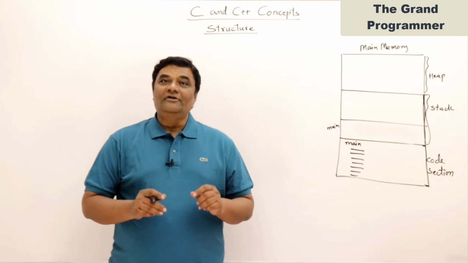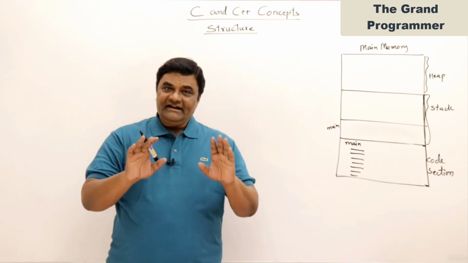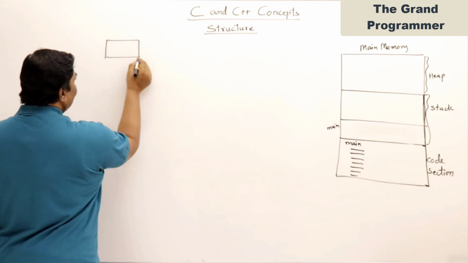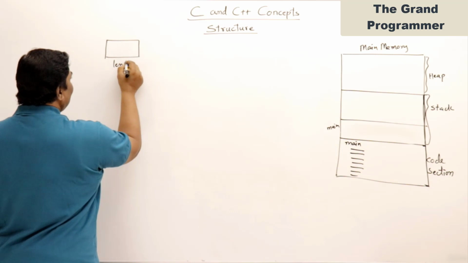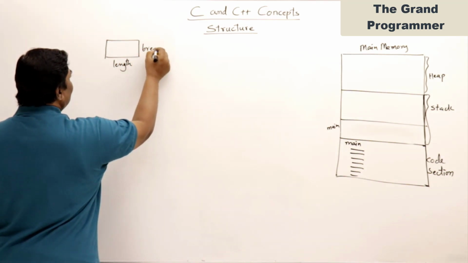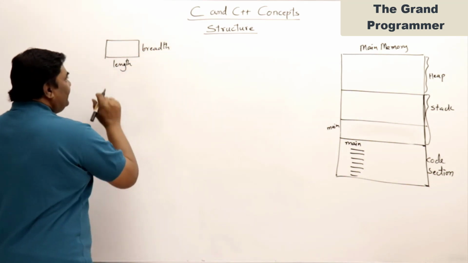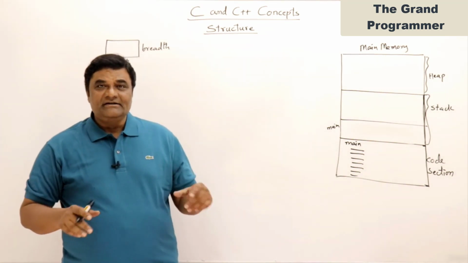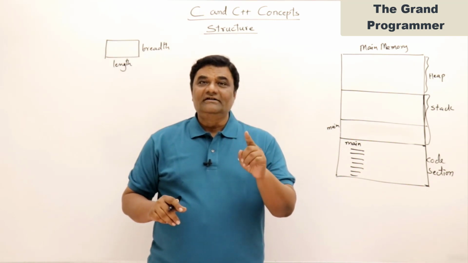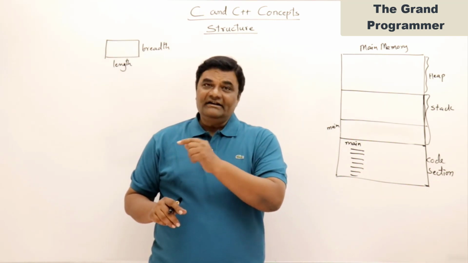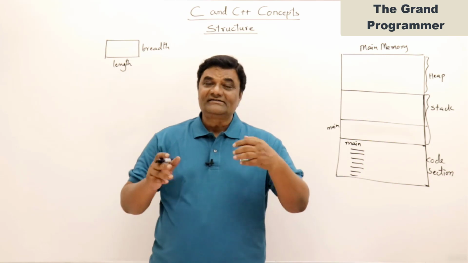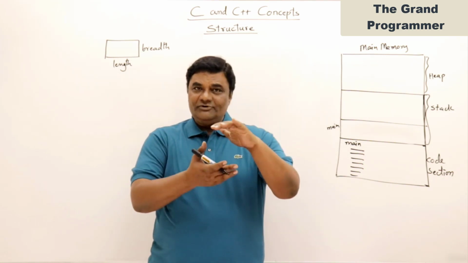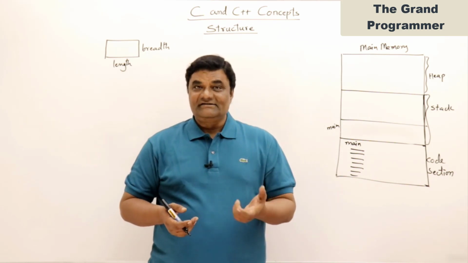Let us take an example of a rectangle. A rectangular figure will have properties like length and breadth. These two things together define a rectangle. If in your programs you need something like a rectangle, then you can define a structure for it, because a rectangle is not defined by just one value, it is defined by a set of values, that is length and breadth. So we can group them together under one name and define it as a structure.